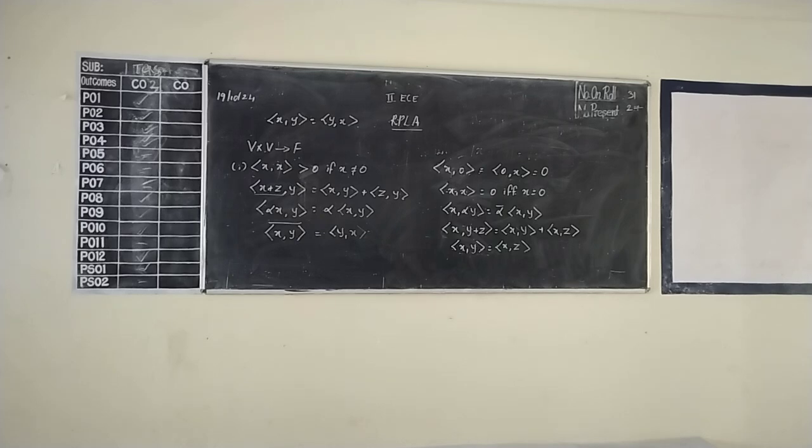So we have discussed what is meant by an inner product. How do you define an inner product of a vector? A vector is said to have an inner product if it satisfies all these four conditions. So what are the four conditions given? What is the first?